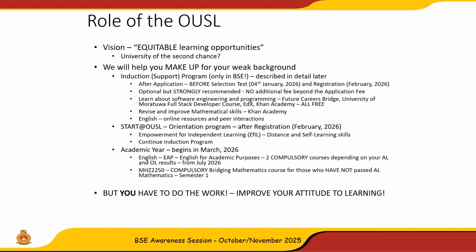Finally, we have now included a compulsory bridging mathematics course for those who have not passed advanced level combined mathematics in the first semester. So those students who have not passed A-level combined mathematics have to register and pay for and complete this course before going to the other mathematics courses in the program. So all these have been introduced little by little because we understand how difficult it can be for students with different backgrounds. But we want to help you make up for your weak background if you have it.